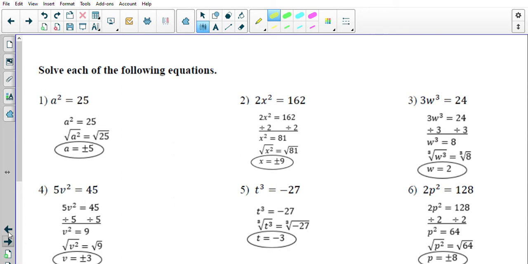Normally I like to cover it up and go through it step by step. Hi, Ollie. For these, it says solve each of the following equations. Feel free to try these on your own as well.